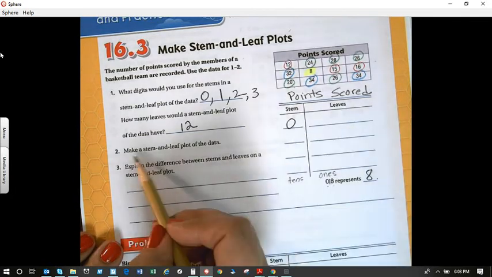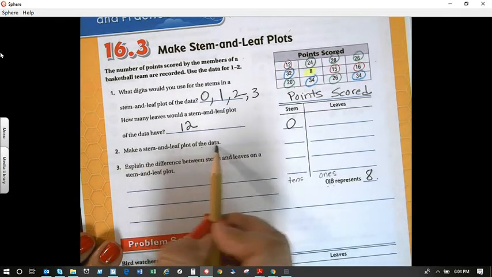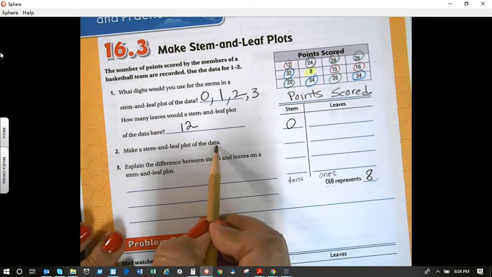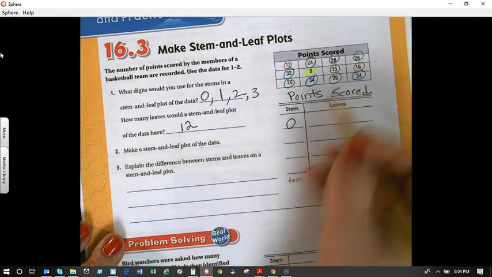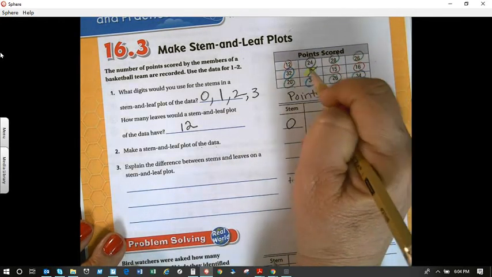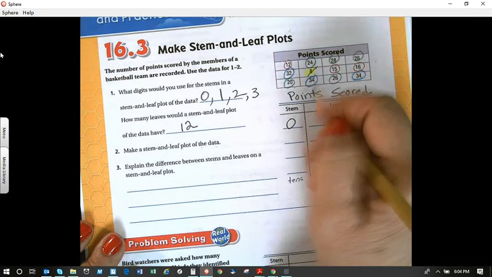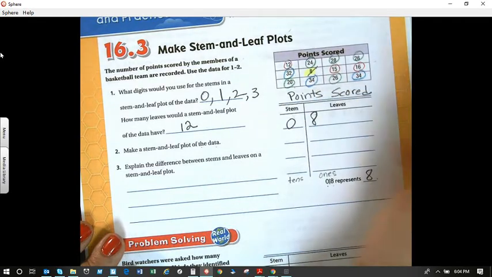So I'm going to make a stem and leaf plot of the data. And remember, I'm going in numerical order from least to greatest. So I already started with my 8. I'm going to cross this out because I'm done. I'm going to put my 8 here. Okay, now I'm going to cross this out. Now the next thing is I'm going to my 1.